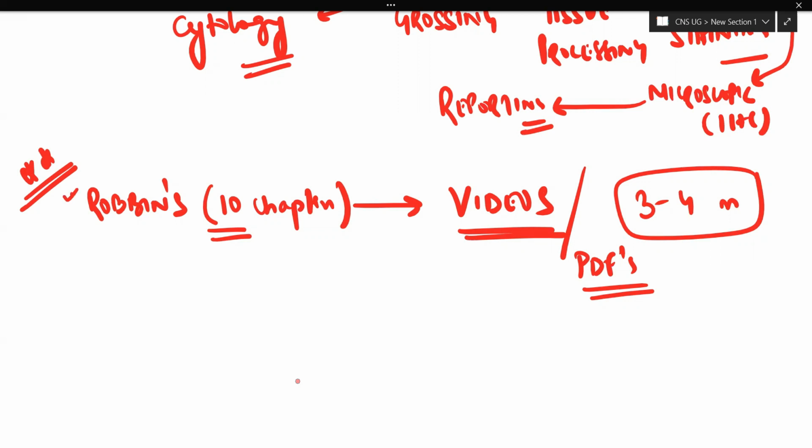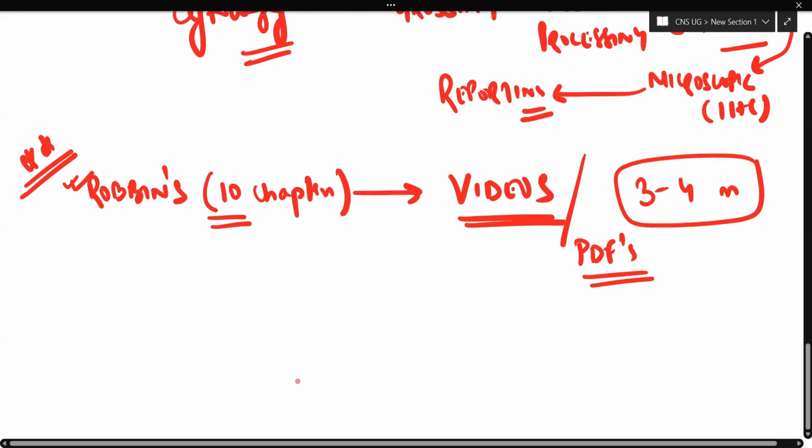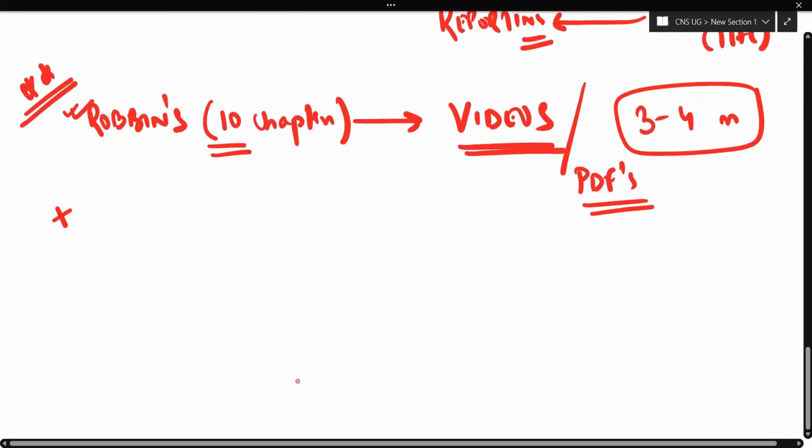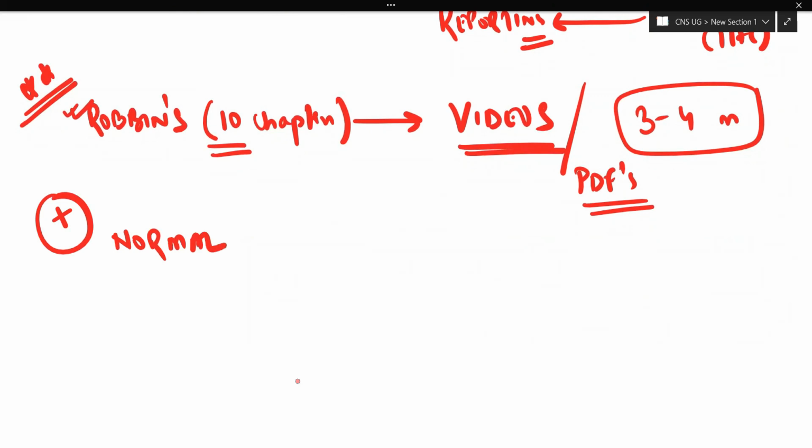So this is the ultimate number one goal for you as a pathologist. Because if you don't read Robbins, then I'm very sorry to say the further steps that you take are not correlated. So Robbins is important for correlating the basics, number one. Along with that, what is very important, as I've already told you, is to go through normal histology.